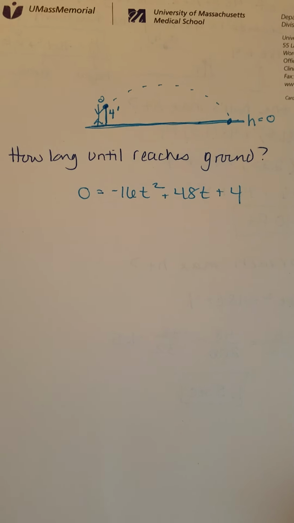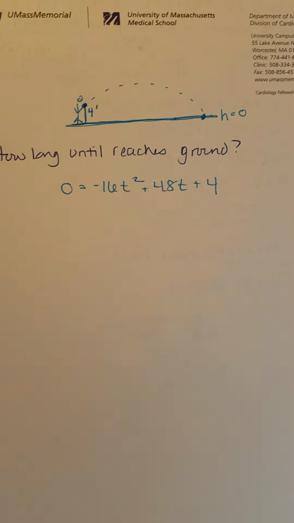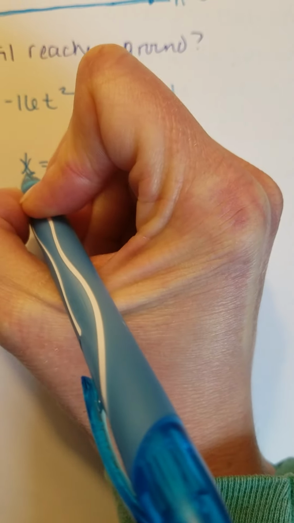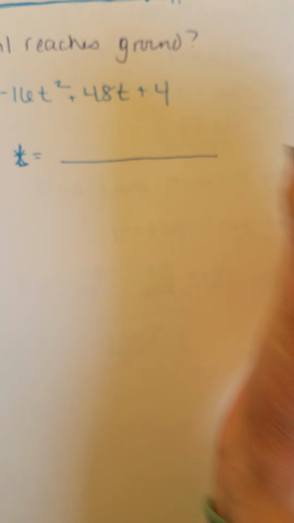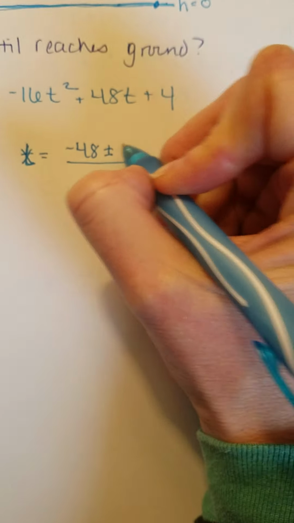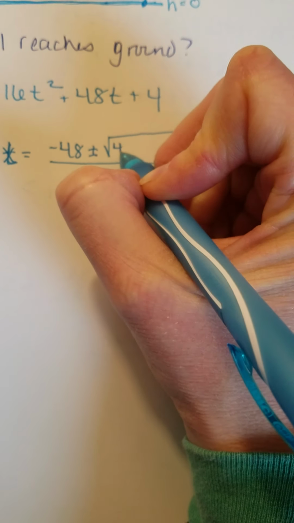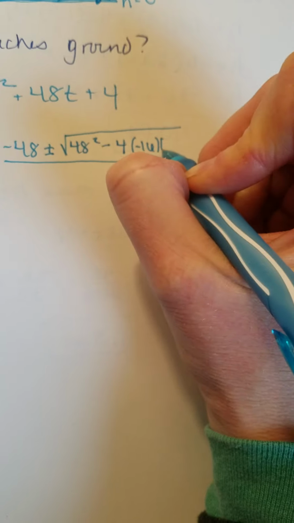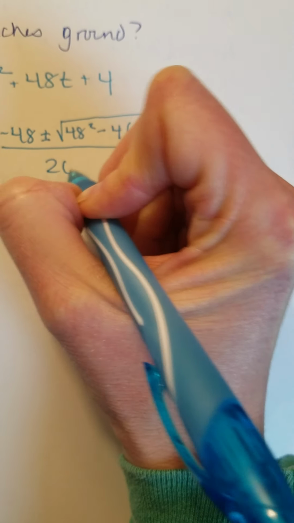So to solve this, you can either factor or do the quadratic formula. I'm running low on time here on my phone, x or t. So I'm going to do quadratic formula. So negative b, so negative 48 plus or minus the square root of b squared minus 4 times a times c, all over 2a.